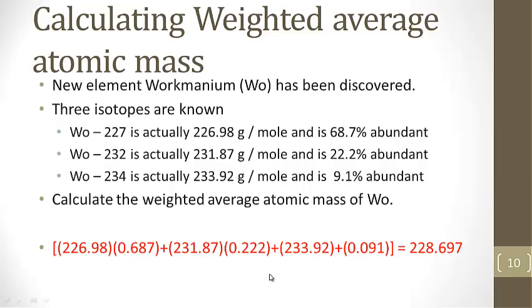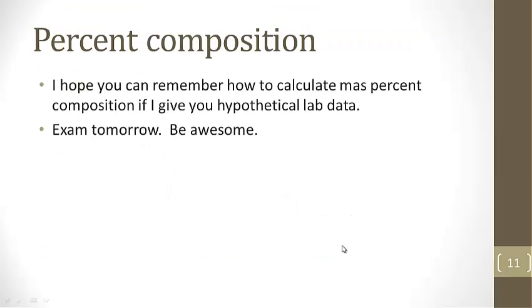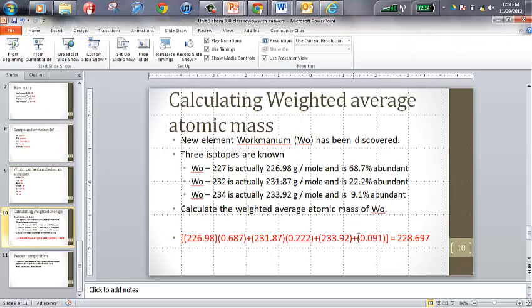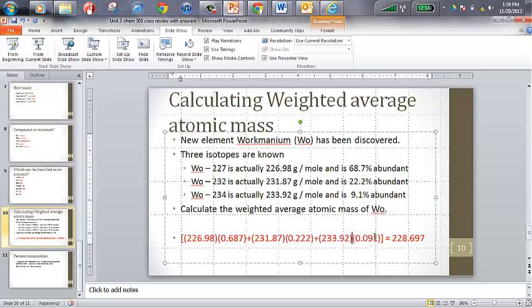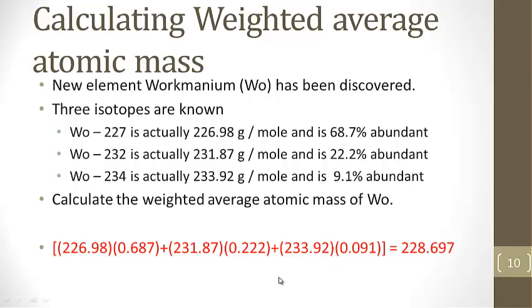If you do the math correctly, and if you've got your order of operations, oh, I have a sign issue there. Let me fix that. That plus should not have been there. Now it's correct. Sorry about that. This is correct now. If you've got this order of operations correct, you should be coming up with this number for the weighted average atomic mass of this fictitious element named workmanium.